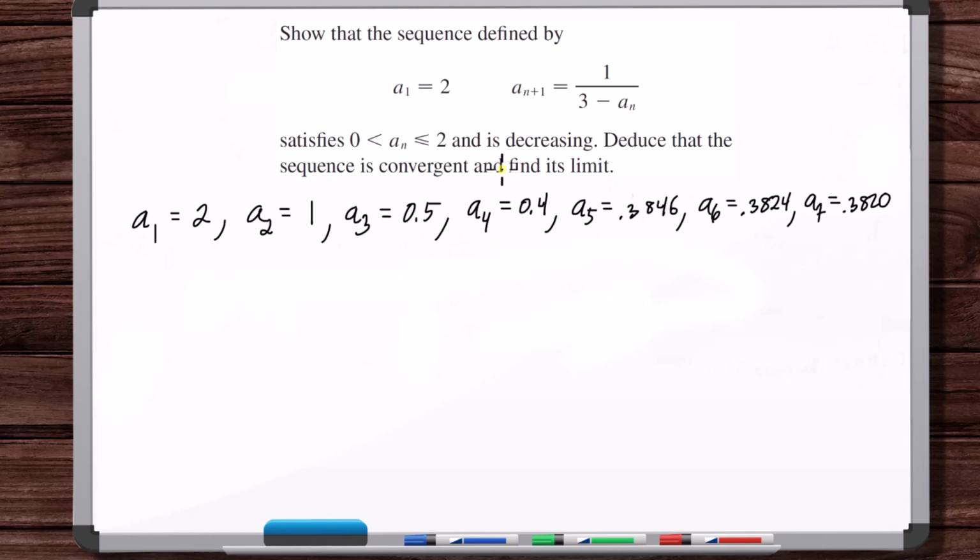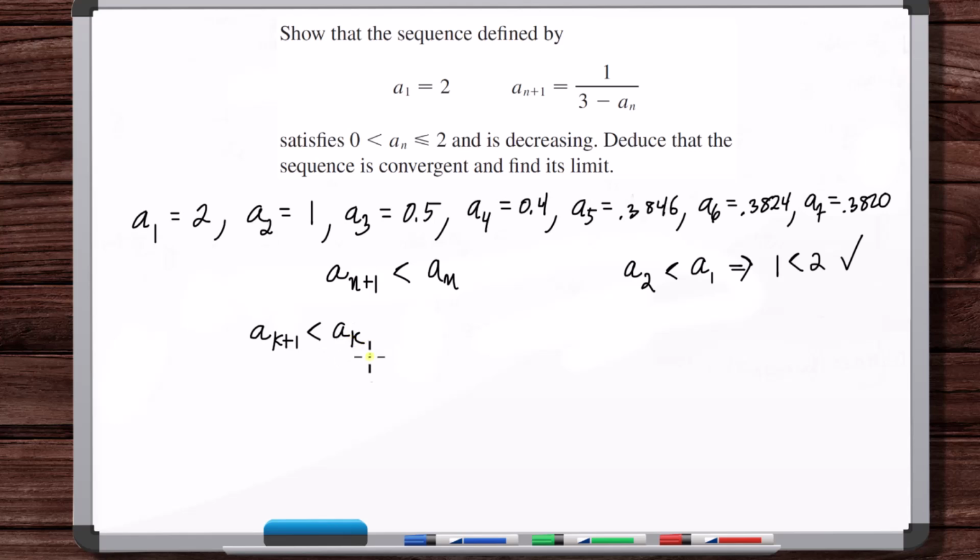Okay, let's first show that it's decreasing. So we're trying to say that a sub n plus 1 is less than a sub n for all n. We start with it for induction. We start by showing that this is the case for the first term. That means a sub 2 would be less than a sub 1. A sub 2 is 1. A sub 1 is 2. So yes, this is true for the first term. So now we go to k, and we're assuming that this is true.